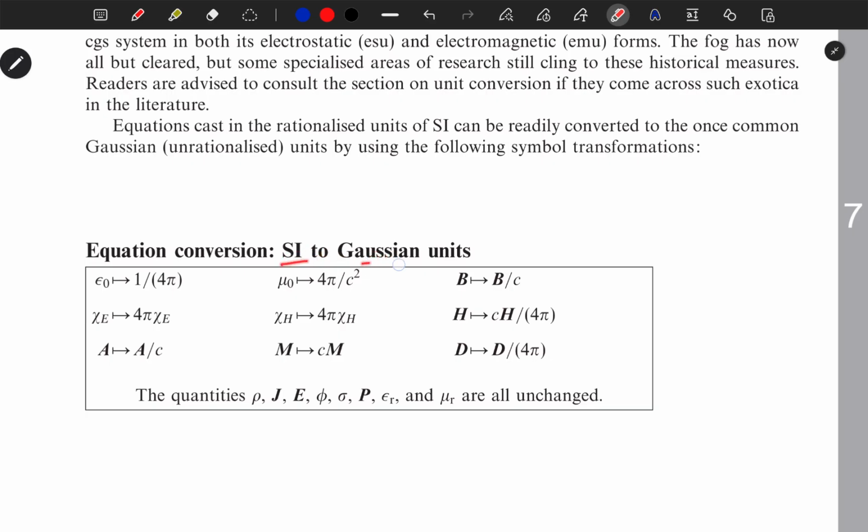Equation conversion, SI to Gaussian unit: epsilon goes to 1 by 4 pi, mu goes to 4 pi by c square, B goes to B by c, but E doesn't change, J also doesn't change, rho, phi, sigma, polarization, relative epsilon and relative mu do not change. But D will change: D to D by 4 pi, H to cH by 4 pi, A to A by c, M to cM.